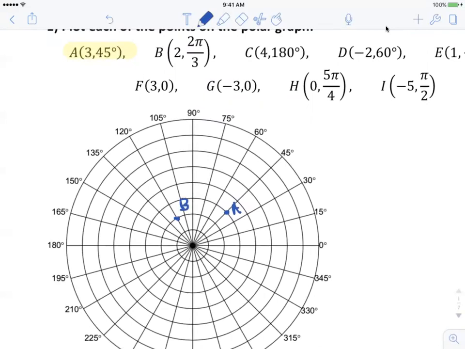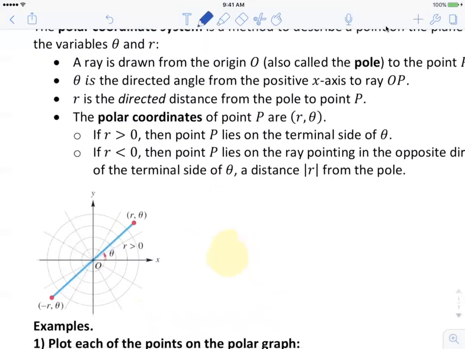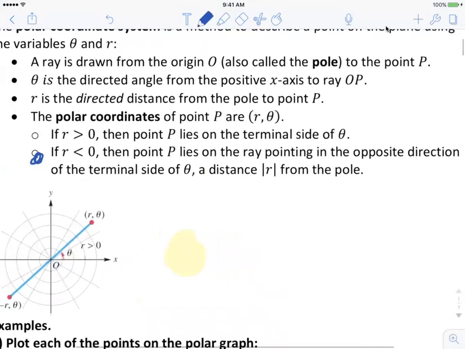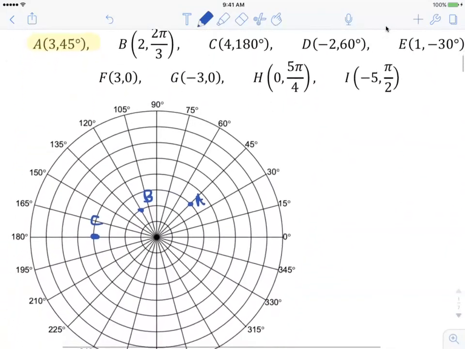Okay. C is (4, 180). So at the 180 mark, go 1, 2, 3, 4 circles out. And there's point C. And then we get to D where we have a negative r. So what does it say about a negative r? That's right here, this bullet point. If r is less than 0, then the point P lies on the ray pointing in the opposite direction of the terminal side of theta, at a distance of |r| from the pole. Okay, so you have to go 180 degrees in the opposite direction.